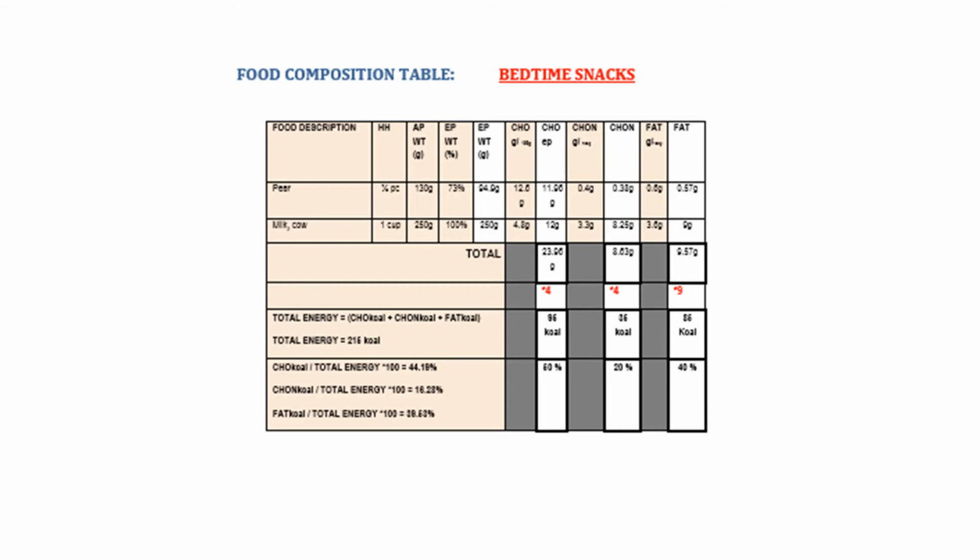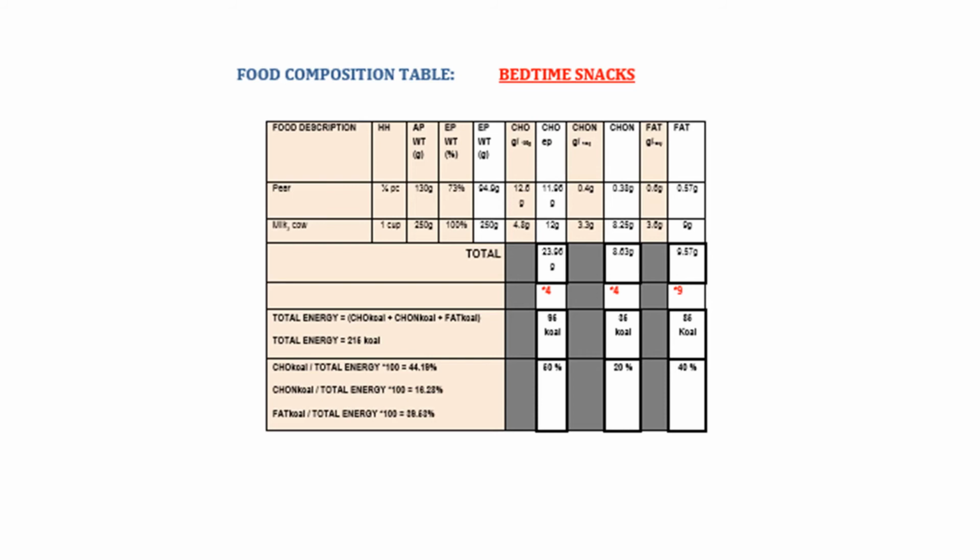The weight of carbohydrates in a pear is 12.6 grams, and for cow's milk is 4.8 grams. The edible portion of carbohydrate in pear is 11.96 grams, and for cow's milk is 12 grams. The grams of protein in pear is 0.4 grams, and for cow's milk is 3.3 grams. The edible portion of protein in pear is 0.38 grams, and for cow's milk is 8.25 grams.